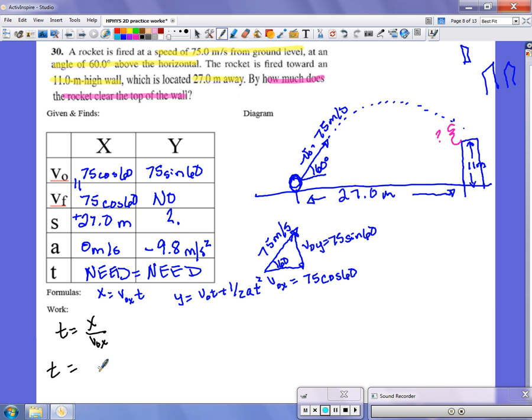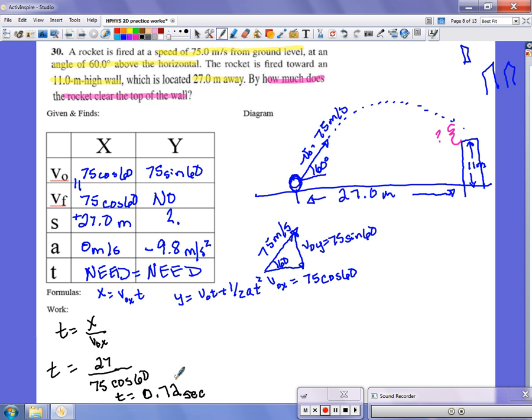So the time is equal to 27 divided by 75 cosine 60. Now when you're typing this into the calculator, please be really careful that you hit 27 and then open parentheses 75 times cosine 60. Make sure you close your parentheses or hit enter at the end. If you aren't careful about putting that bottom number in parentheses, you will get an error because it'll only divide by the first number. Okay, so you should get 0.72 seconds.